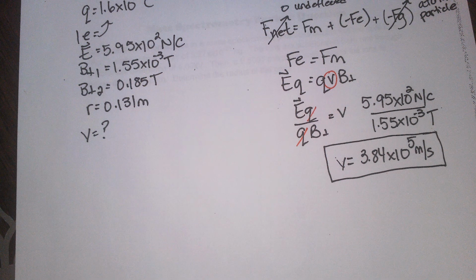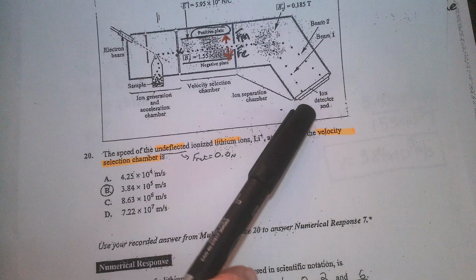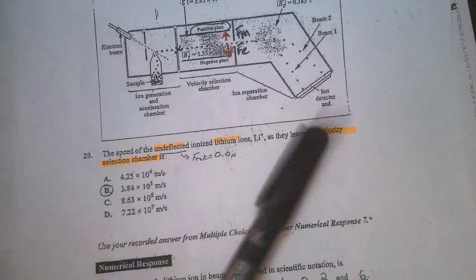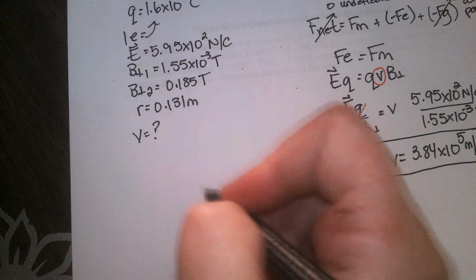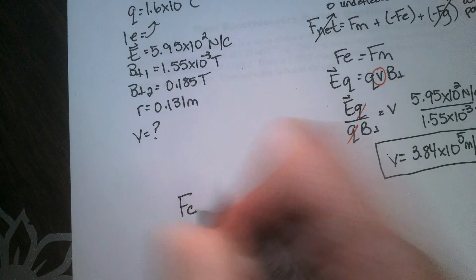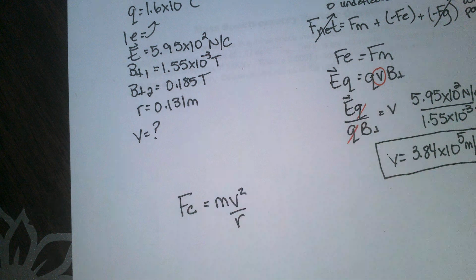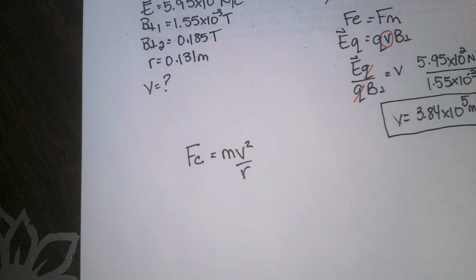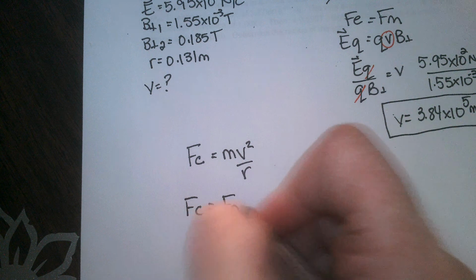Well, by the time it's here in this chamber, it's going around a curve. It's being deflected out, okay? So I know that force centripetal will give me my mass, right? But I don't have all those other pieces. I do know this, force centripetal is equal to force magnetic.